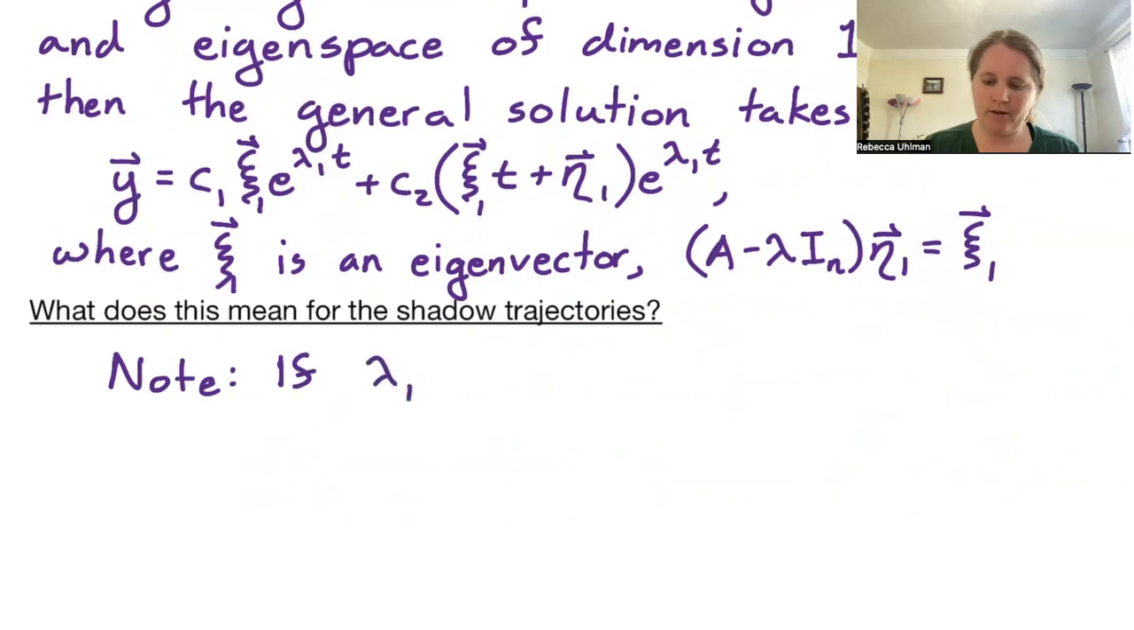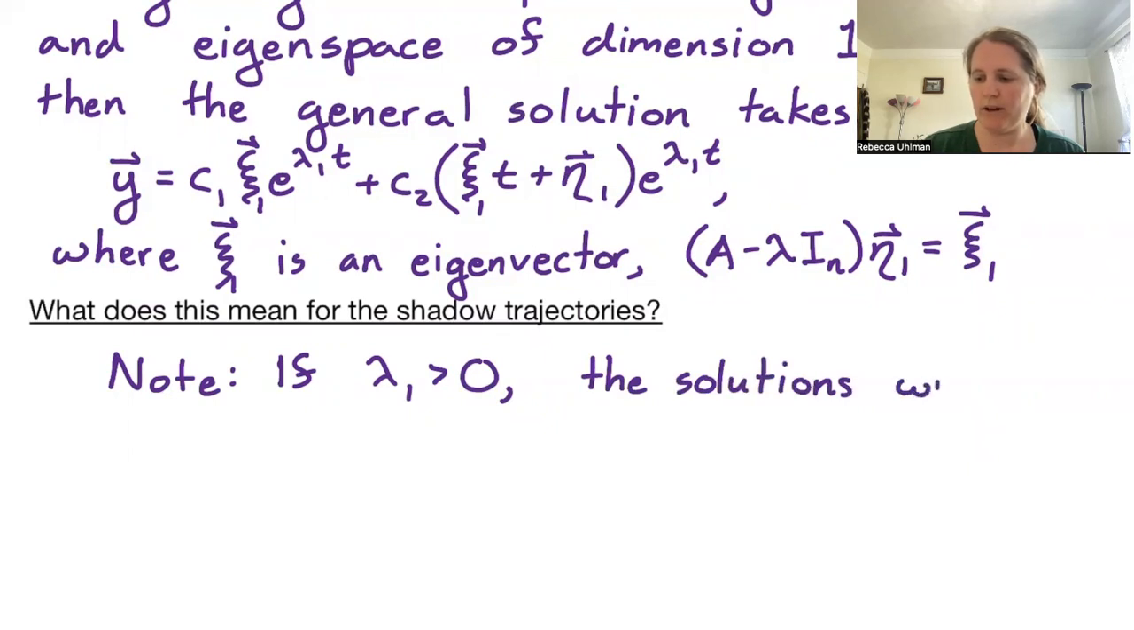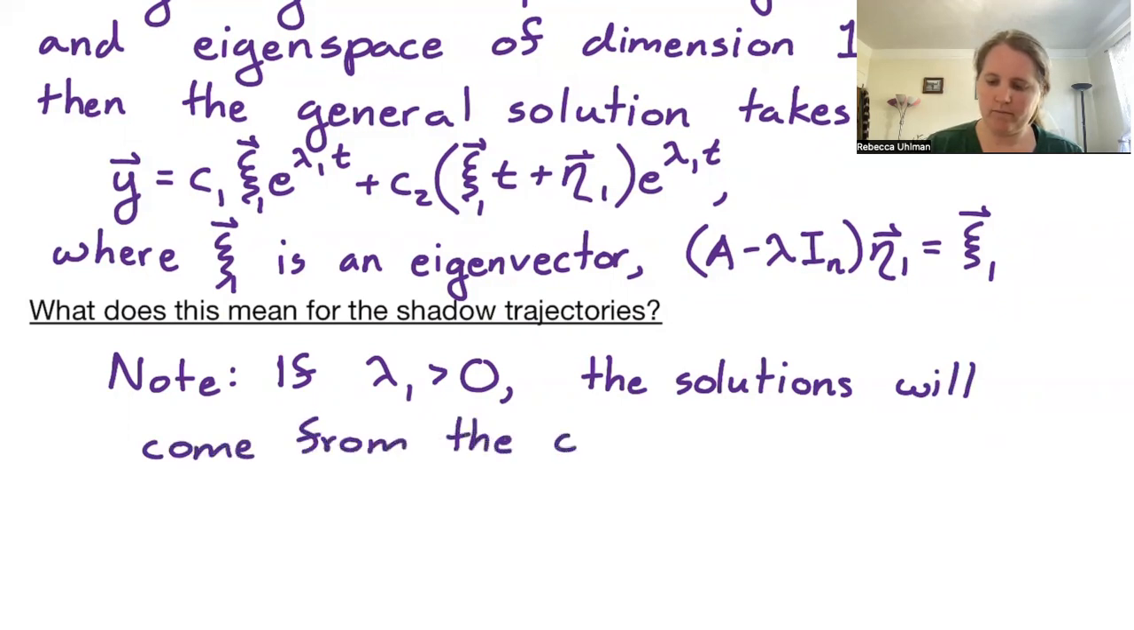So note, if lambda 1 is greater than 0, then our solutions will start at the origin and head away. The solutions will go to the origin as time goes backwards. So we essentially come from the origin and head outwards.